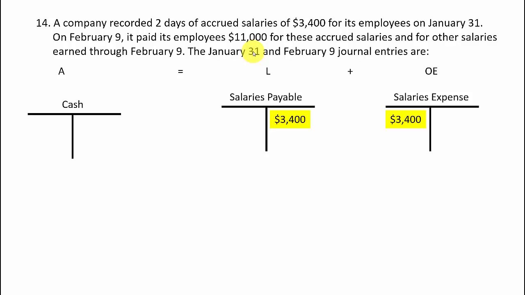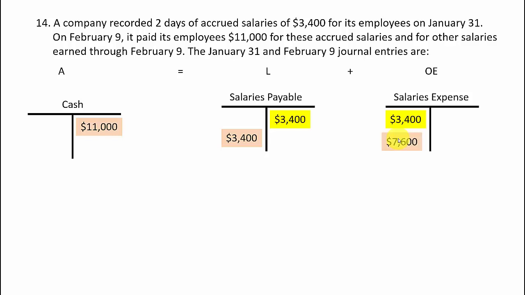Next, on February 9th, we write out the payroll, and we credit cash for $11,000. Of that $11,000, $3,400 takes care of the accrued salaries that we owe these employees as of January 31st. So we'll debit salaries payable $3,400, and the difference between $11,000 and $3,400 will be the current February salaries, which will be $7,600.